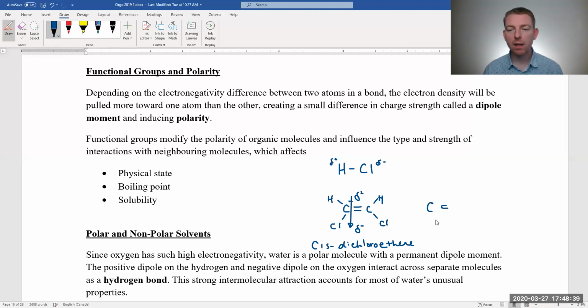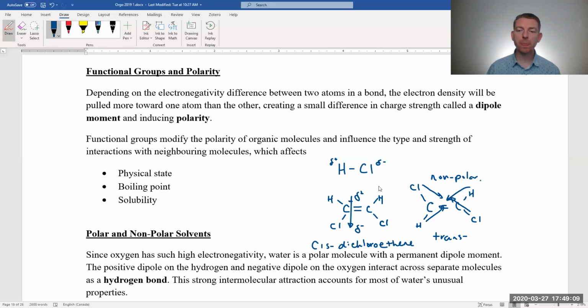However, if we look at the trans variation, okay, here, so this is the trans dichloroethene. Now, each of those dipole moments are canceled out all the way around the molecule. So this is a nonpolar molecule.